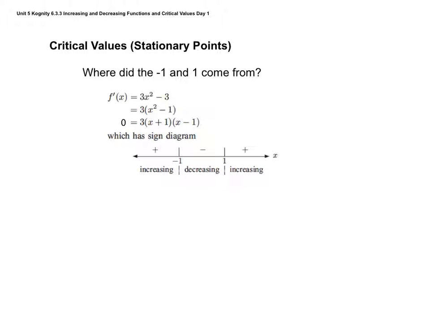We have critical values, okay? The -1 and the 1 came from setting f prime of x equal to 0, okay? So in this case, x equals -1 and 1 are critical values.